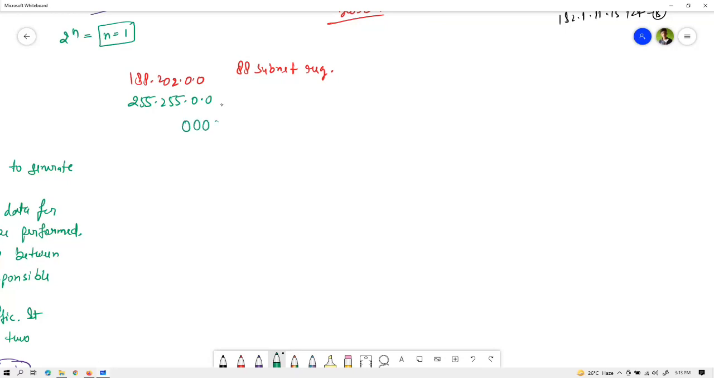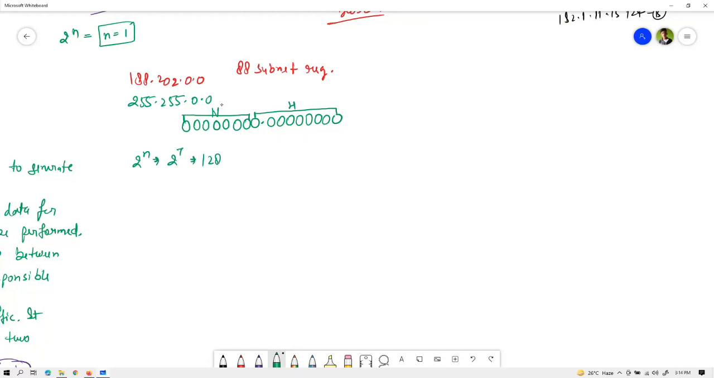1, 2, 3, 4, 5, 6, 7, 8. We have these two octets. Network bits will always be your most left bits. You will use these 7 bits here. These are network bits. These are all host bits. So the number of subnets will be 2 to the power 7. It will be 128, in which 88 can be used.